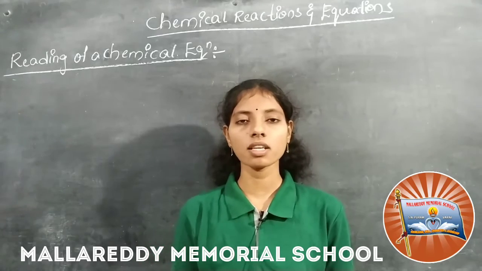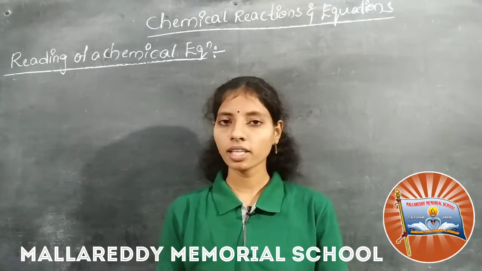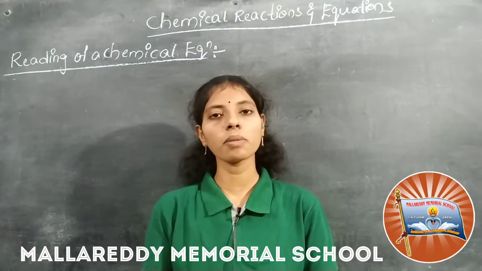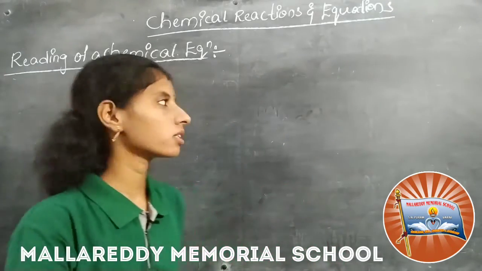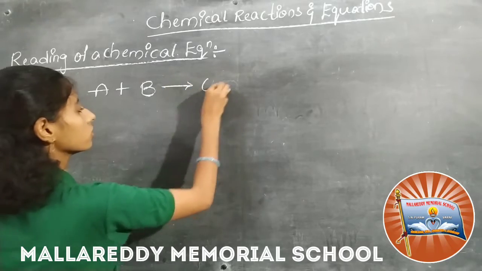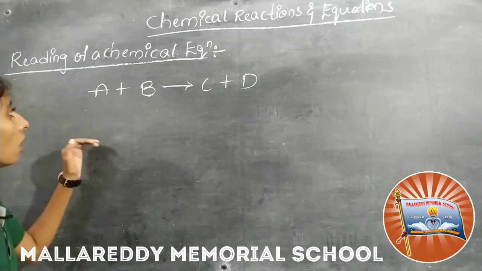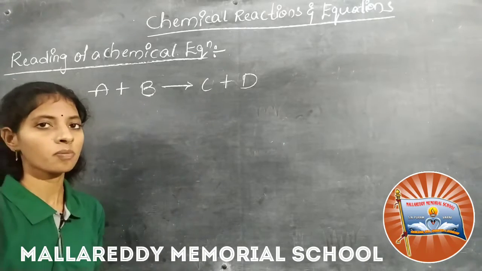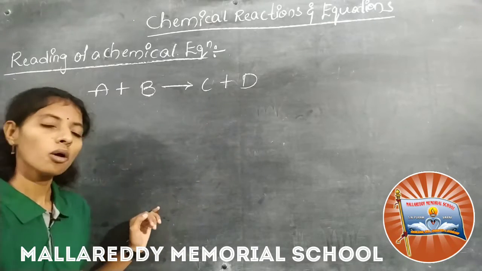Now the topic is reading of a chemical equation. We know that in the language of chemistry, chemical symbols combine to give chemical formulae and chemical formulae combine to give chemical equations. So if a chemical equation is represented like this, now in this chemical equation we know that on the left hand side we have reactants, on the right hand side we have products. Here we have A and B as the reactants, C and D are the products here.